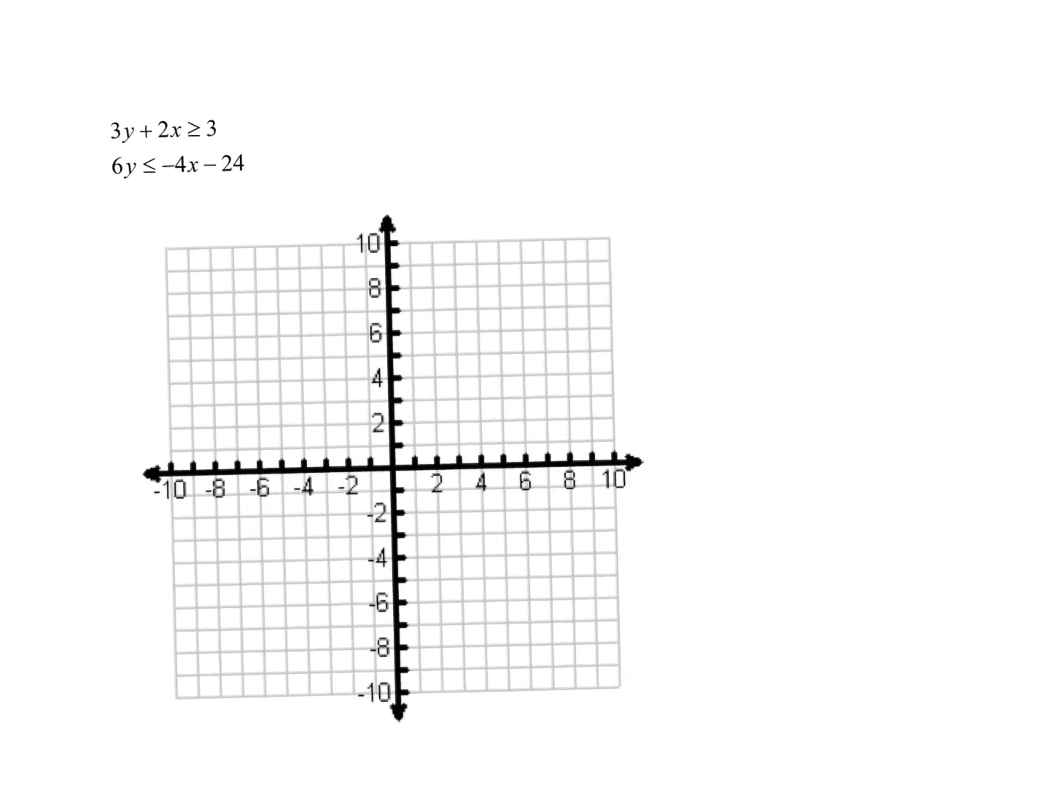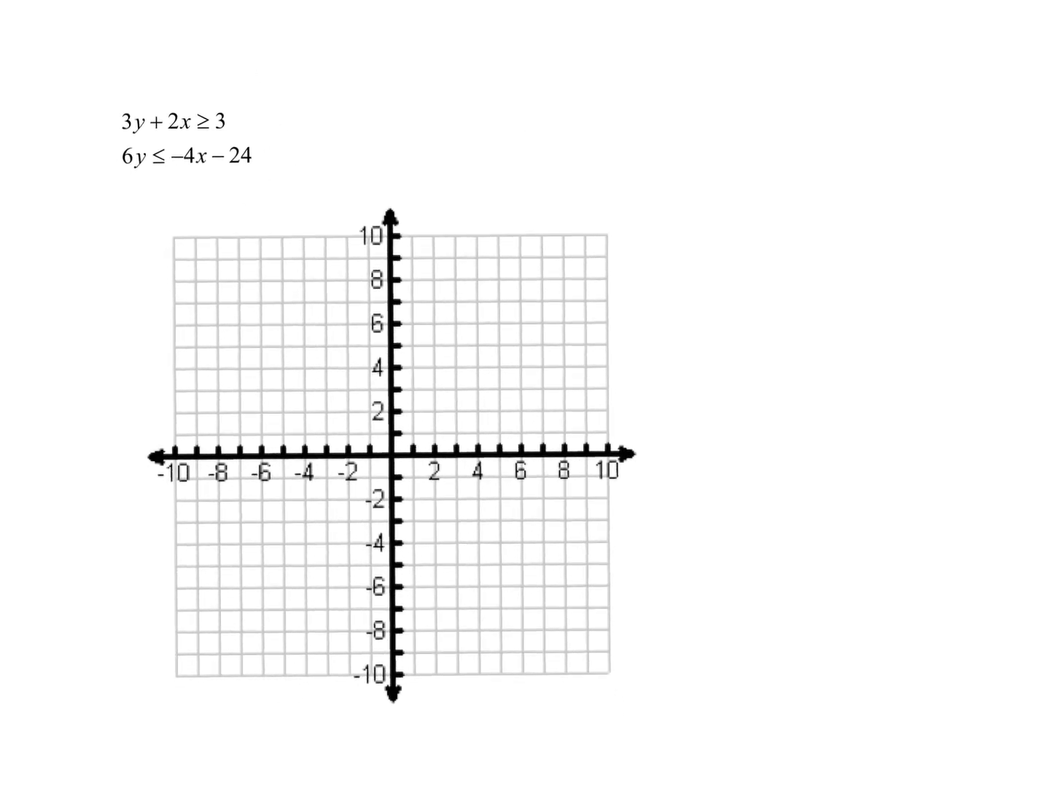Last example, 3y plus 2x is greater than or equal to 3, and 6y less than or equal to negative 4x minus 24. So I'm going to have to manipulate both of these inequalities. So for my first inequality, I'm going to subtract my 2x. So we get 3y greater than or equal to negative 2x plus 3.